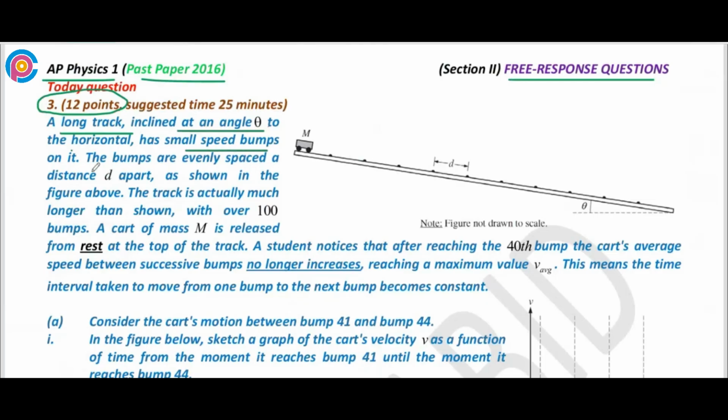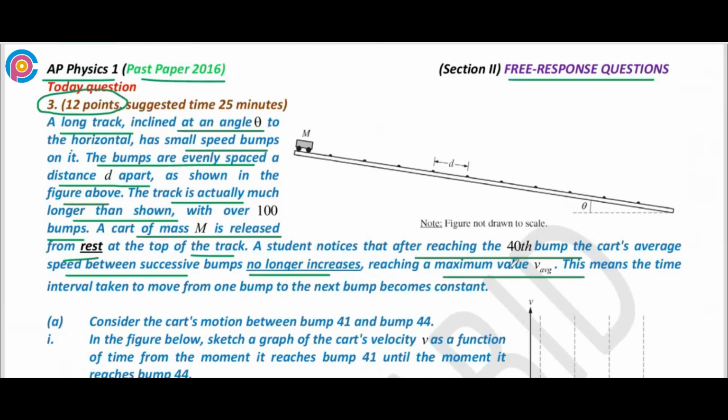small speed bumps on it. The bumps are evenly spaced at distance d apart, as shown in the figure above. The track is actually much longer than shown, with over 100 bumps. A cart of mass m is released from rest at the top of the track. The student noticed that after reaching the 40th bump, the cart's average speed between successive bumps no longer increases, reaching a maximum value of V average. This means the time interval to move from one bump to the next becomes constant. That's the observation he has.